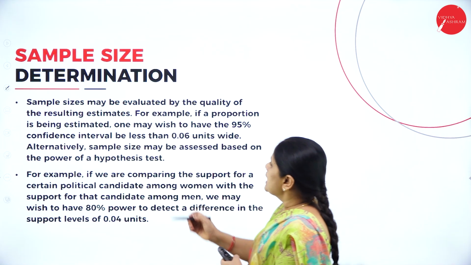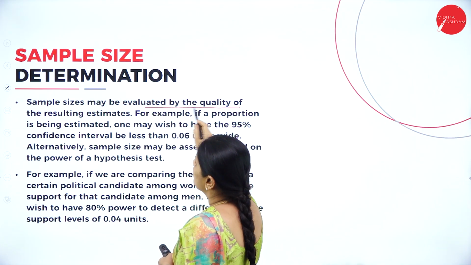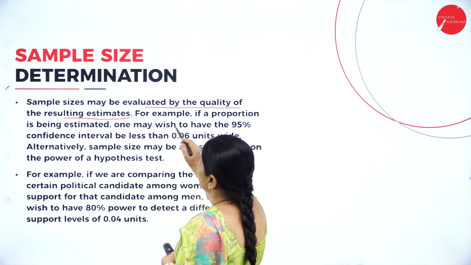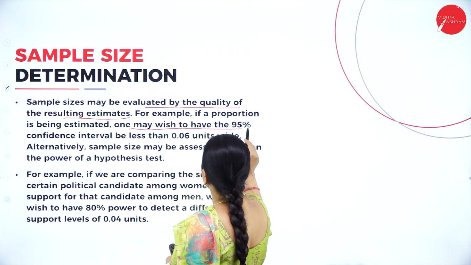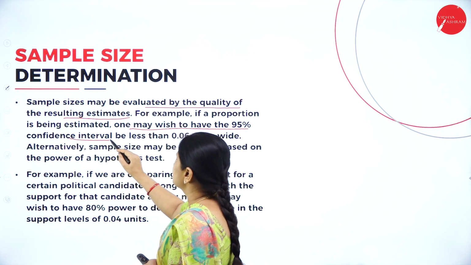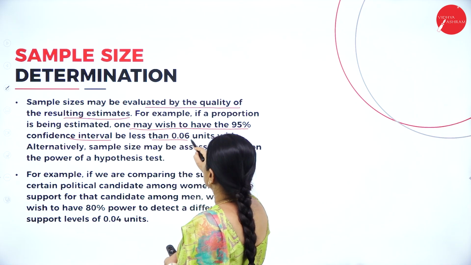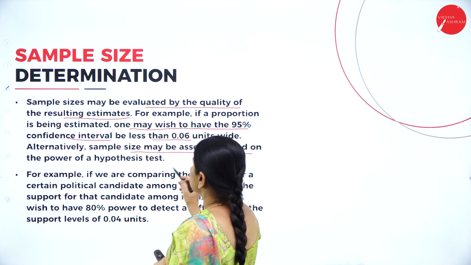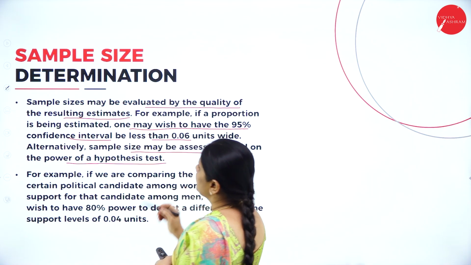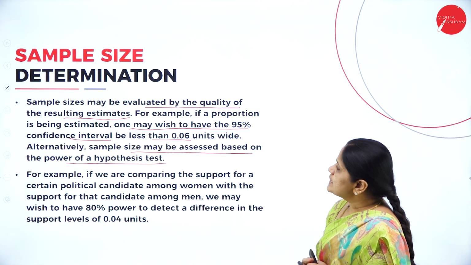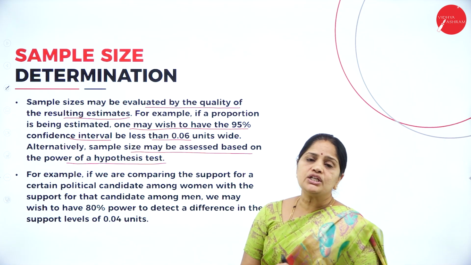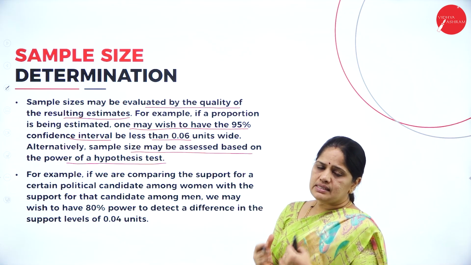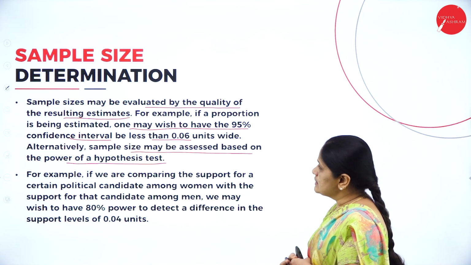Then, sample sizes may be evaluated by the quality of the resulting estimates. For example, if a proportion is being estimated, one may wish to have a 95% confidence interval be less than 0.06 units wide. Alternatively, sample size may be assessed based on the power of the hypothesis test. So, sample sizes may be evaluated by the quality of the resulting estimates: what is the estimate of the particular sample, and based on that you can decide the sample size.